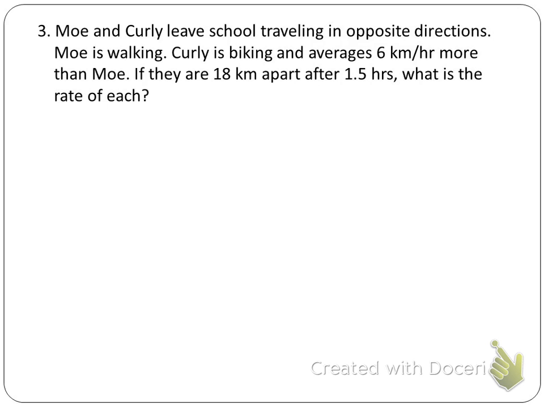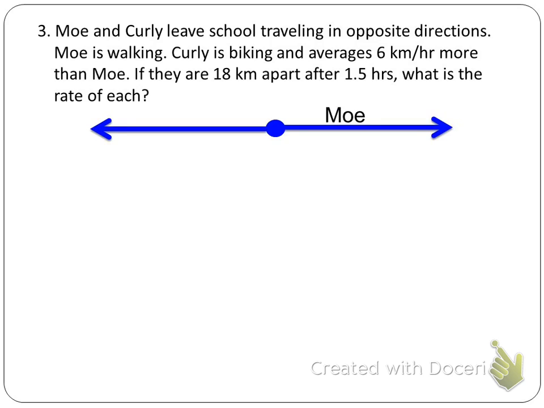All right, here's number 2. Mo and Curly leave school traveling in opposite directions. Mo is walking, Curly is biking, and averages 6 kilometers per hour more than Mo. If they are 18 kilometers apart after 1.5 hours, what is the rate of each? So, I'm going to draw a little diagram. This little dot represents the starting point. That's the school, okay? One's going one direction. That's Mo. Curly's going in the other direction.